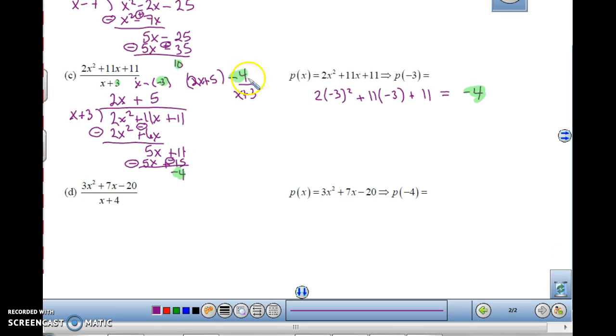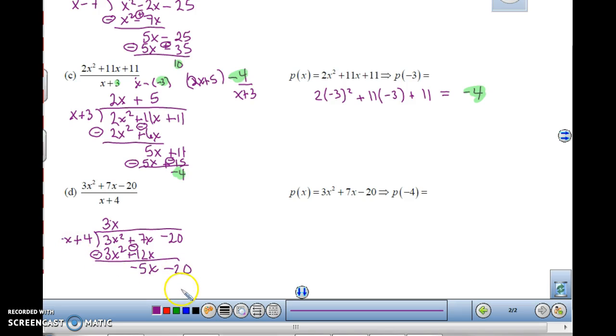Okay, now 3x squared plus 7x minus 20 divided by x plus 4. Let's divide it out. 3x squared plus 7x minus 20. Okay, x times what gives me 3x squared? That would be 3x. 3x times x is 3x squared. 3x times 4 is 12x. Okay, now we're going to subtract, so change your signs. This becomes subtract, this becomes subtract. 7 minus 12 is negative 5x minus 20.